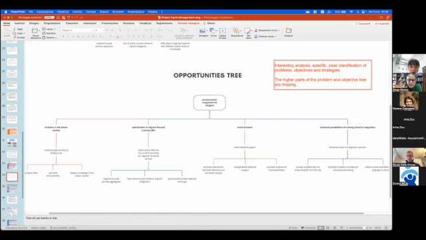Niccolò, I think it's very important to use the tree of problems and the tree of objectives. So it's very easy to work. So this is a methodology we propose, and we think that it's very simple to work.